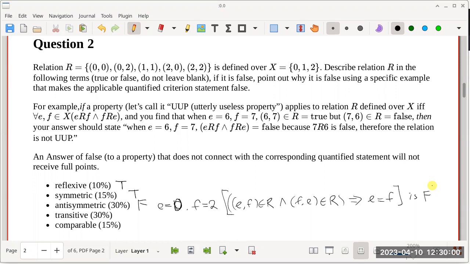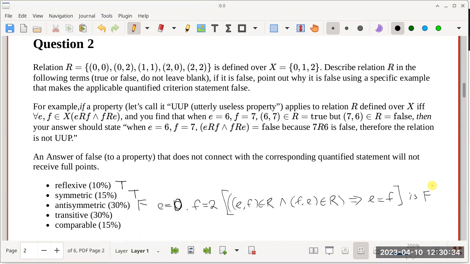Are we doing okay so far with this one? So to get this one, I can also break down the elemental concepts that you need to understand. The universal quantifier is really important, okay? And the second one has to do with implication. The concept of implication is also very important. Because in this case, if E is 0, F is 2, do we have EF in R? Yes, you can see 0, 2 here.